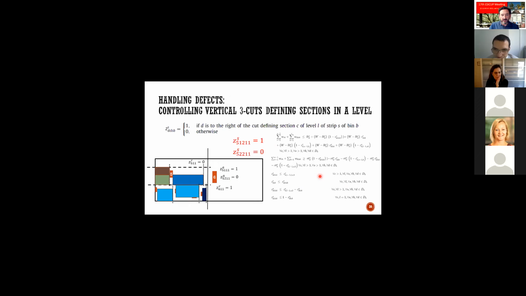Now we can do something similar for the sections: whether the defect is to the right of the cut that defines the section. For instance, defect 5 is to the right of the first section in the second level, and is not to the right of the second section on the second level. These variables are also related with the two previous sets that I have said.